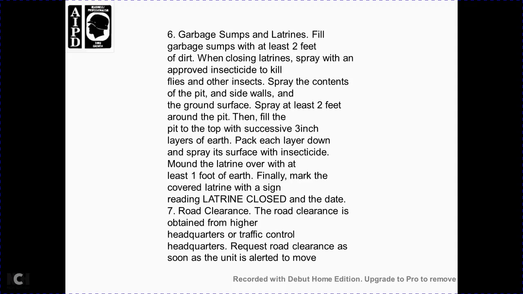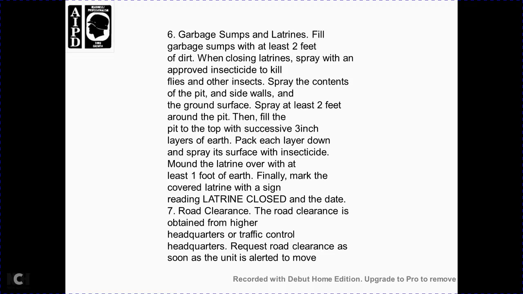Latrines and garbage dump. Fill the latrine and garbage dump with at least 2 feet of dirt. Spray the latrine, and proof it with insecticide to kill flies and other insects. Spray the pits and the side walls, and the ground surface at least 2 feet around the pit. Then fill the pit to the top with a 3-inch layer of earth, pack each layer down, and spray the surface with insecticide. Mound a layer over the latrine with at least 1 foot of earth. Finally, mark the covered latrine with a sign reading latrine closed, with the date.